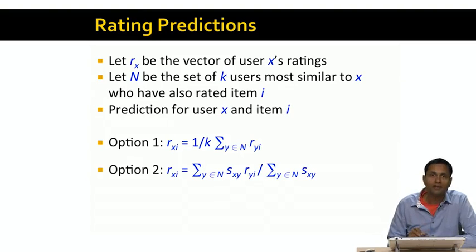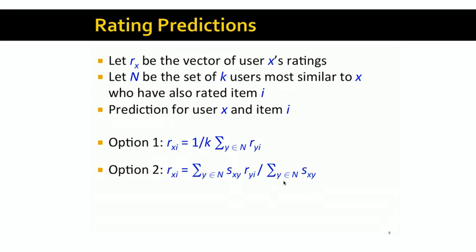Option 2 is a weighted average. We look at the neighborhood N, and for each user y in the neighborhood N, we weight y's rating for I by the similarity of x and y, and then we just normalize it by taking the sum of the similarities. And that gives us a rating estimate for user X and item I. And notice here that I've just used a shorthand: Sxy is just the similarity of user X and user Y.